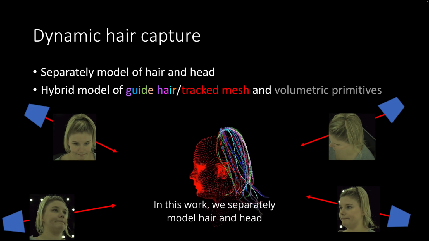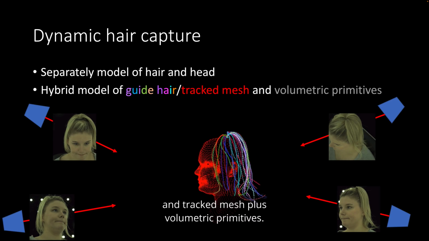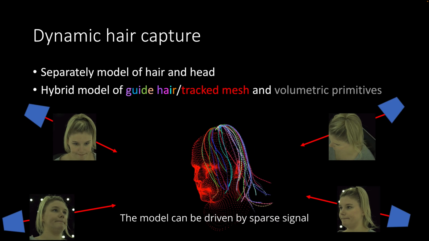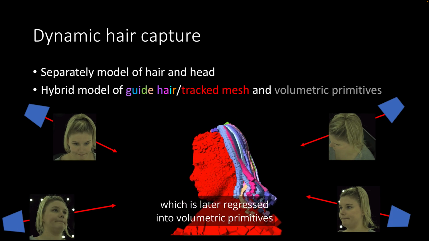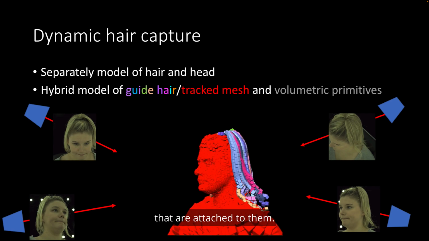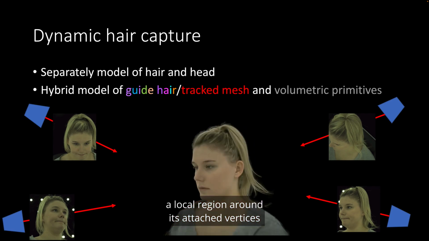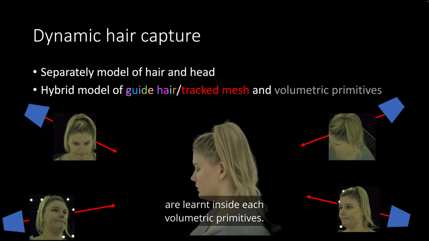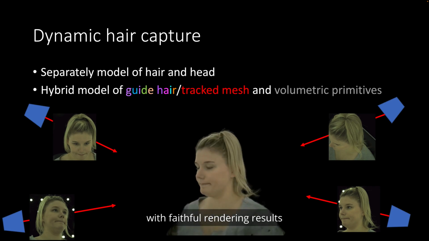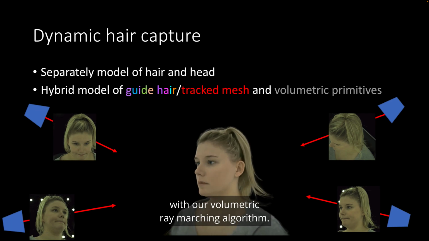In this work, we separately model hair and head by a hybrid neural volumetric model of guide hair and tracked mesh plus volumetric primitives. The model can be driven by sparse signals like a tracked head mesh with guide hairs, which is later regressed into volumetric primitives that are attached to them. Each volumetric primitive will cover a local region around its attached vertices, and several local region fields are learned inside each volumetric primitive. The hybrid model can be rendered with faithful rendering results and reasonable runtime performance with our volumetric remarching algorithm.